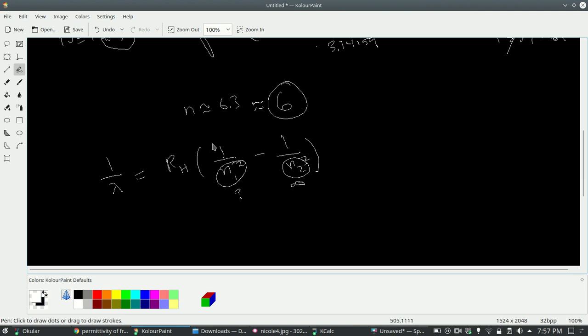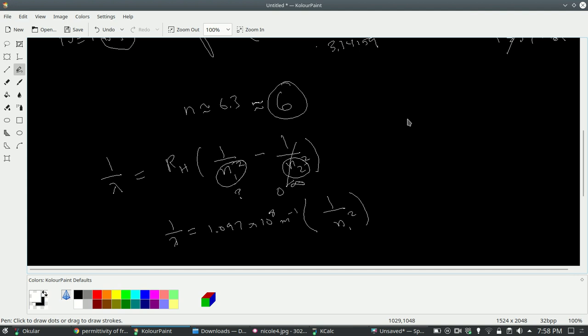Now, theoretically you do not do 1 over infinity, but for all practical purposes, 1 over infinity is 0. So I think we can just make this 0. That means 1 over lambda equals the Rydberg constant, which is 1.097 times 10 to the 8th per meter, times 1 over n1 squared. We're going to solve for n1 squared. But what is this 1 over lambda?